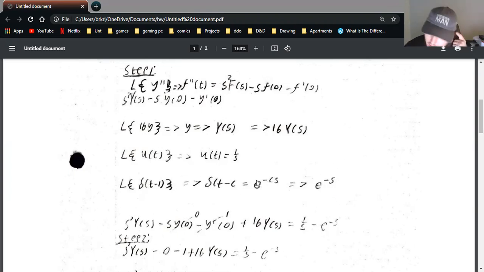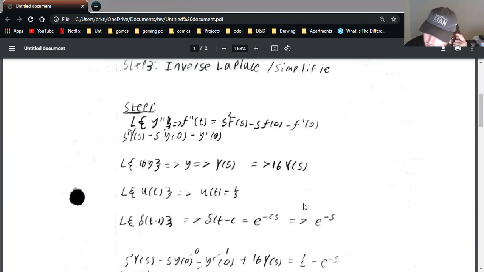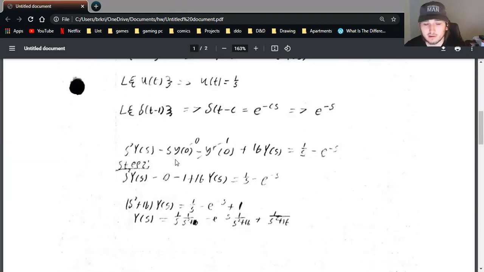So our Laplace of the delta will be e to the power of negative s. And now that we have the Laplace of all four parts, we will plug them into where they should go, and get s squared capital Y of s minus s y of 0 minus y prime of 0 plus 16 capital Y of s equals 1 over s minus e to the power of negative s. So that's how we took the Laplace.